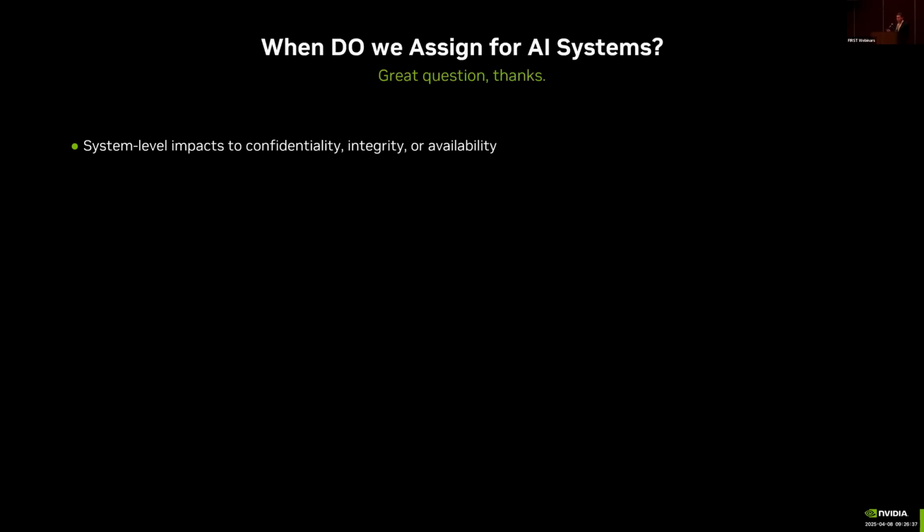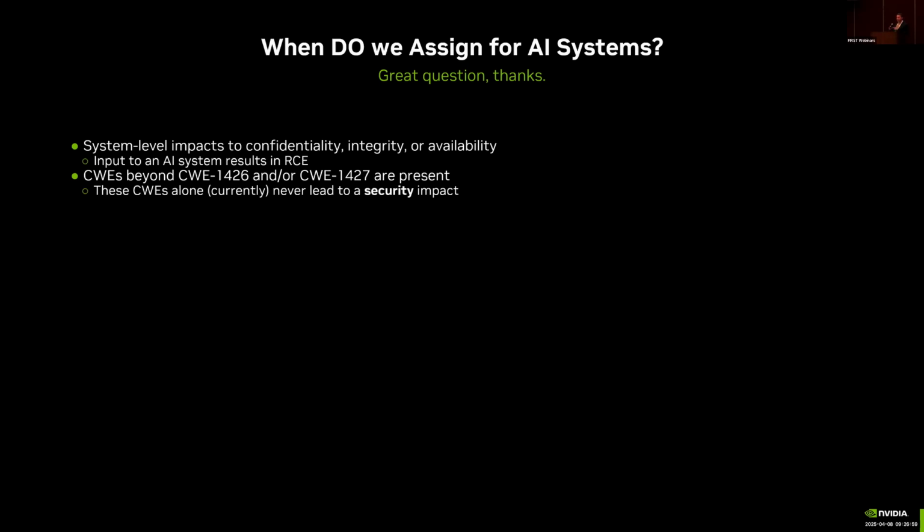Systems do things. So when do we assign for AI systems? When we have system level impacts to confidentiality, integrity, or availability. So input to an AI system results in RCE. There's 2 examples of that earlier. When you have CWEs beyond 1426 or 1427 present, these are never in isolation going to lead to a security impact, given the current spate of models. Again, maybe there's something I haven't thought of. If I had thought of it, I would go make a bunch of money instead of speaking at PhoneCon, because models don't do anything. That probably sounded great to the people on web.